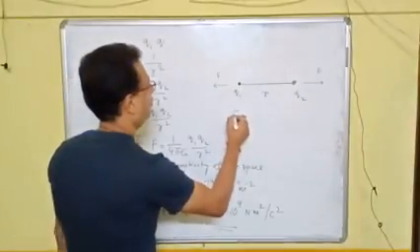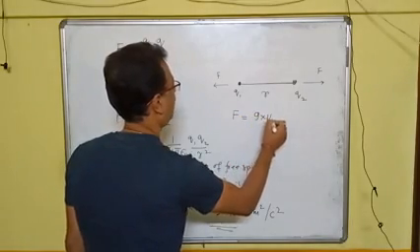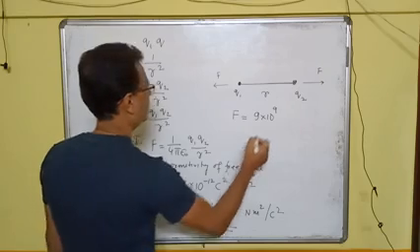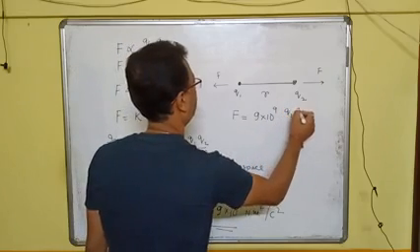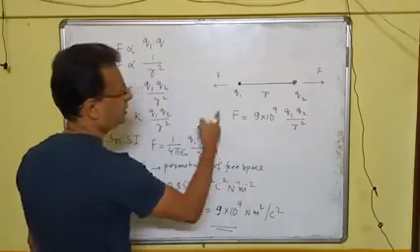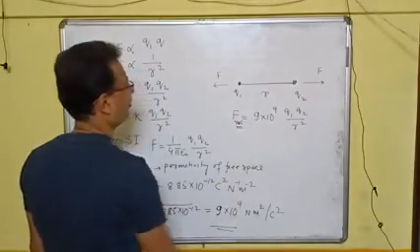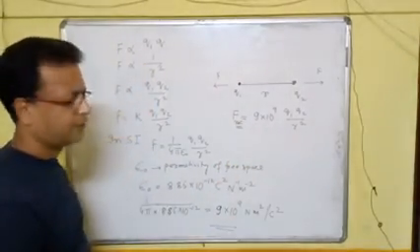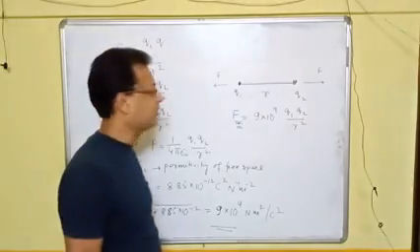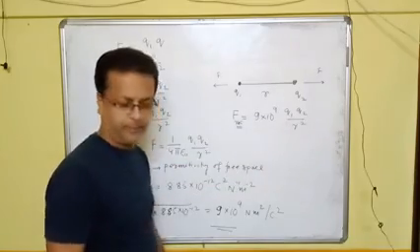So you can write the value of force F as equal to 9 into 10 to the power of 9 into Q1 Q2 divided by r squared. This is the value of force in vacuum. So the force in vacuum is 9 into 10 to the power of 9 into Q1 Q2 divided by r squared.